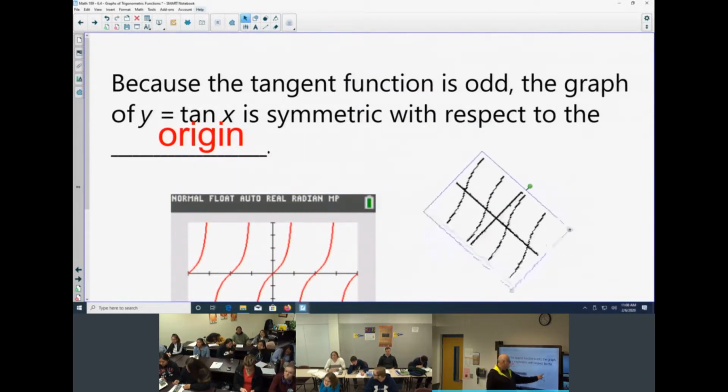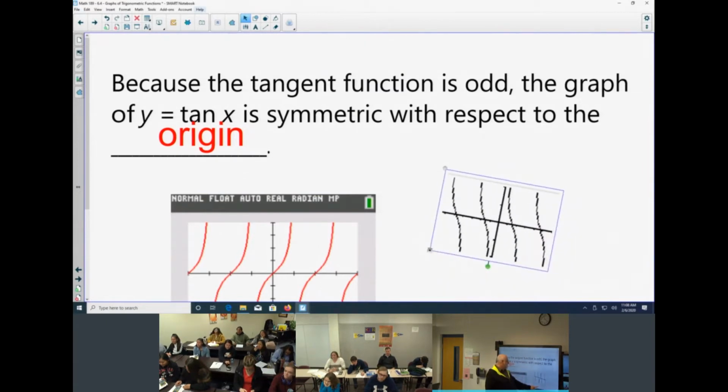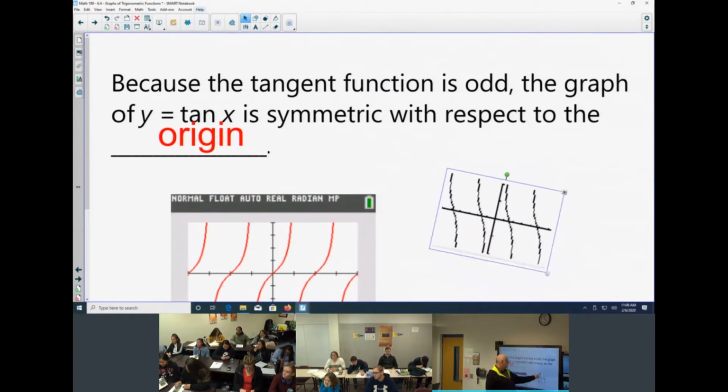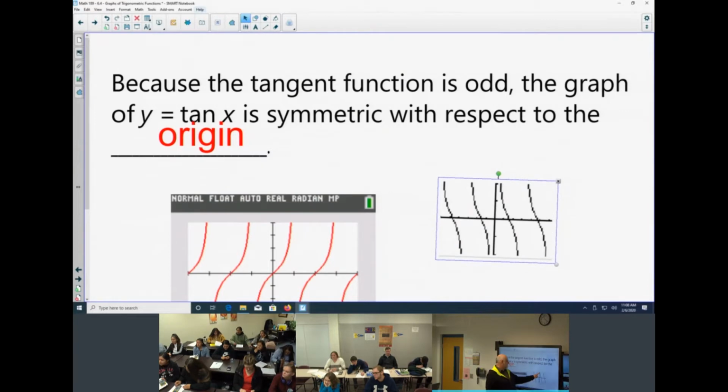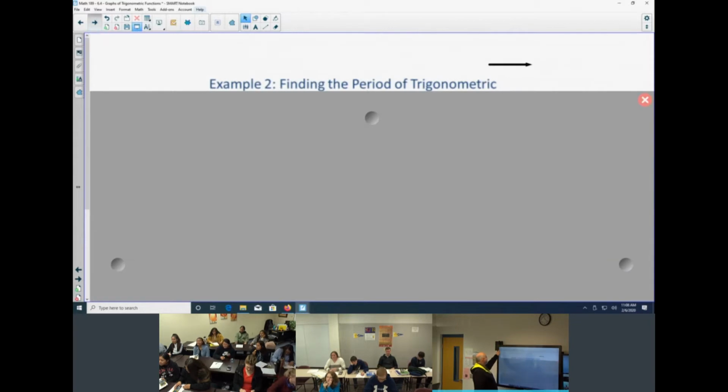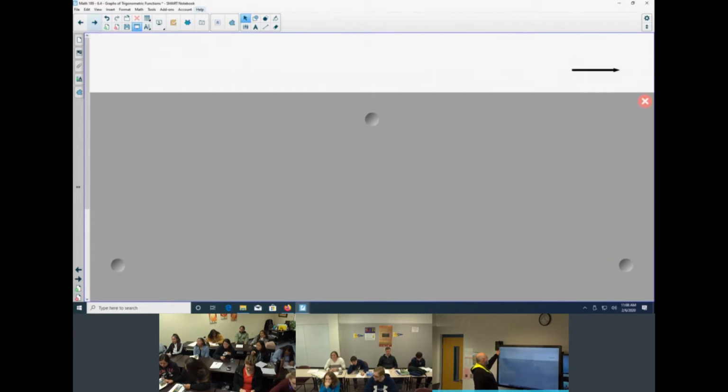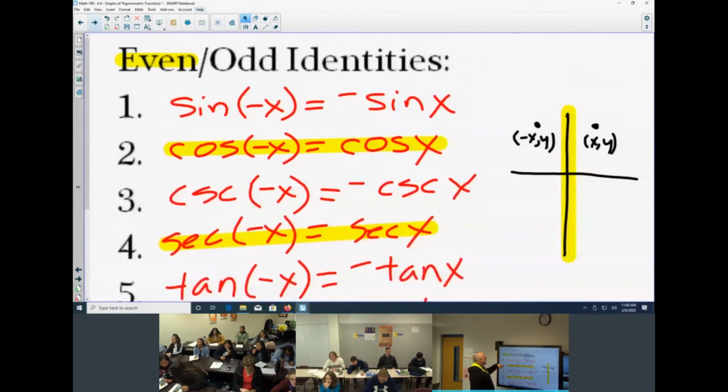Cotangent is not exactly, oh, let's see, wait a second. Is it? Okay, so the cotangent is too. Okay, so let's actually go through the even and odd properties here. So the even and odd identities, all right?